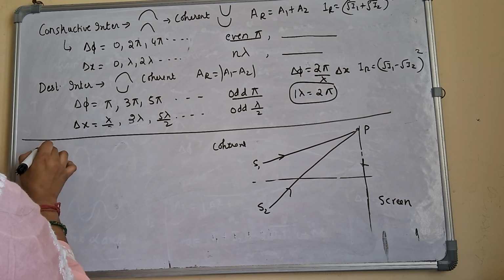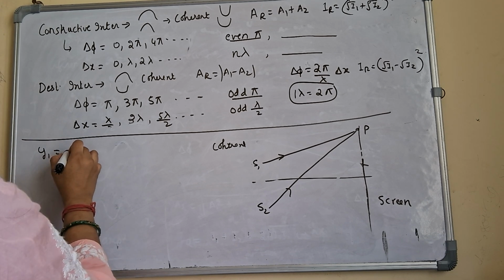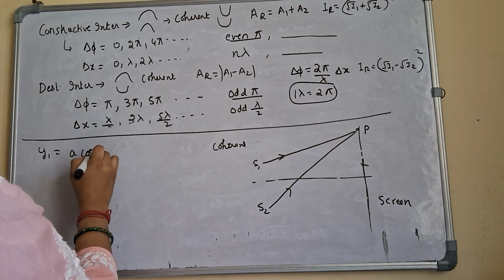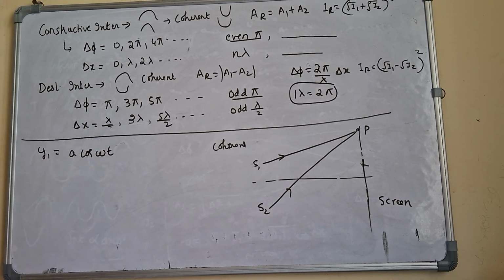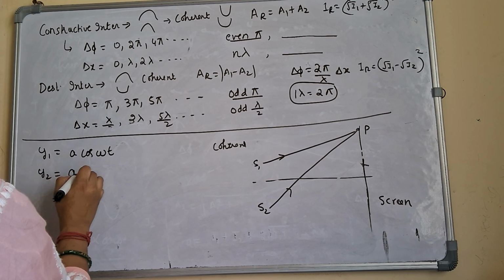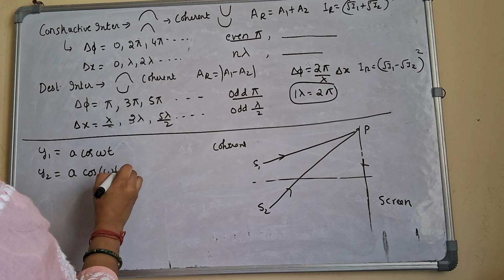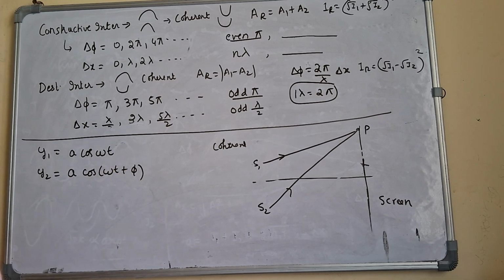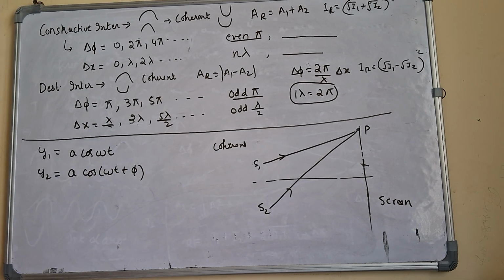Now, let us write the equation of the first wave as A cos omega t. You can write it as sine also, no problem. But in general, we are writing it. I am just following your textbook. And the second wave as A cos of omega t plus phi. Right? Because there is a phase difference. So this is omega t plus phi.